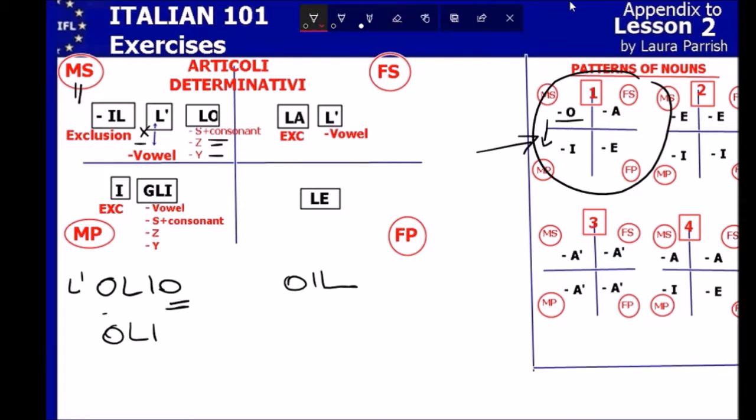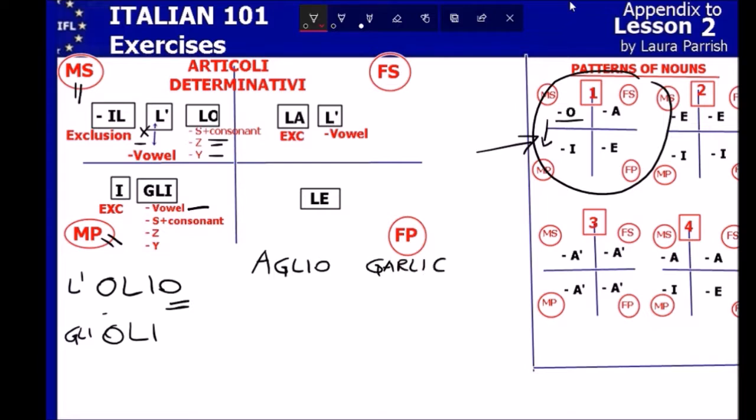So now we make it plural, so it's masculine plural. So you go here in order to find your article. Start with a vowel, yes, you find it: gli oli. So let's do another word starting with a vowel. For example, aglio. I love aglio and olio. Aglio, you know what aglio is? It's garlic.